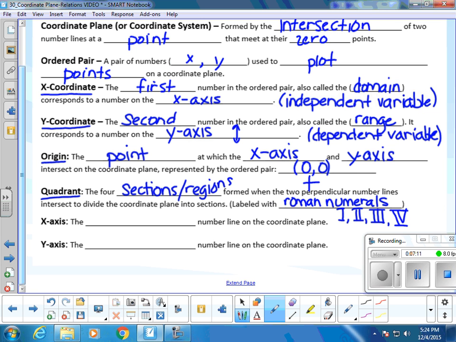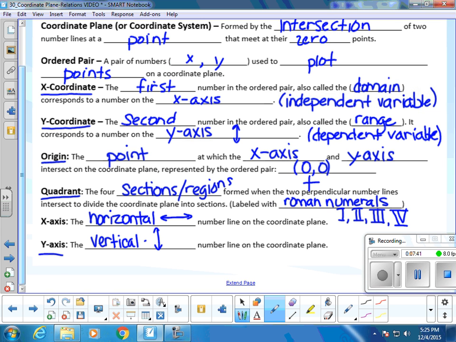The x-axis is the horizontal, which means it goes side to side, number line on the coordinate plane, and the y-axis is the vertical, which means it goes up and down. So the x-axis is horizontal, y-axis is vertical.